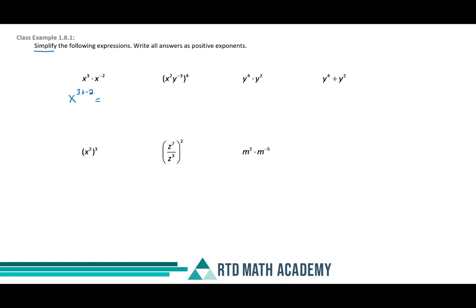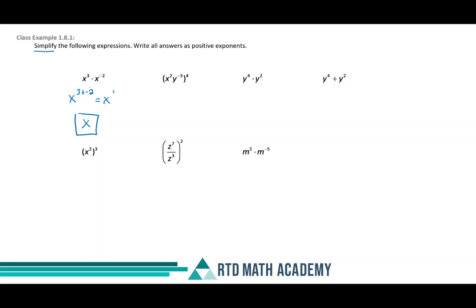And I see that 3 plus negative 2, which is the same thing as saying 3 minus 2, is actually 1. So we can say that that's x to the power of 1, but we also know we just sometimes don't write x to the power of 1. Not wrong, go ahead and do it, but just a simple x would be sufficient as well.